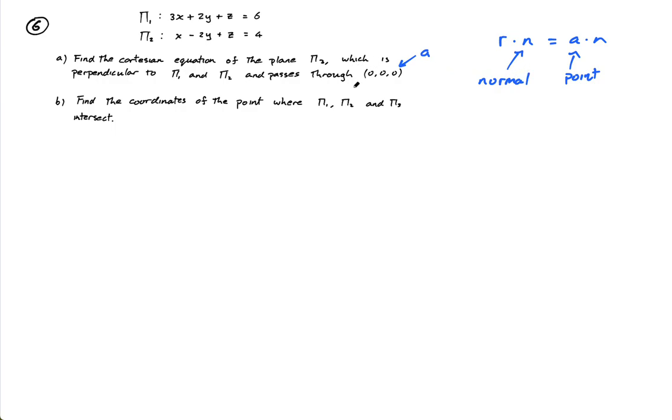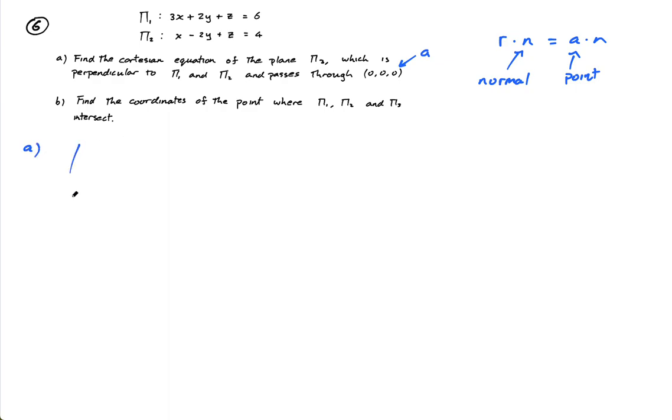We don't have that yet, but we have two other planes, and it says our third plane is perpendicular to both of these. If it is perpendicular to both of these planes, we can say that the cross product of the normals of these two planes can be used as the normal for this plane. I'll explain that in a little more detail.